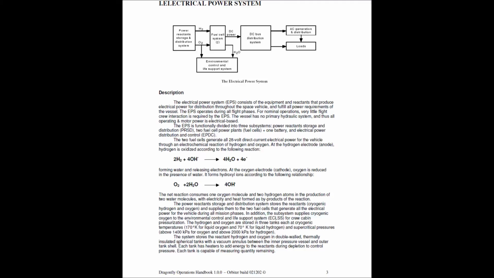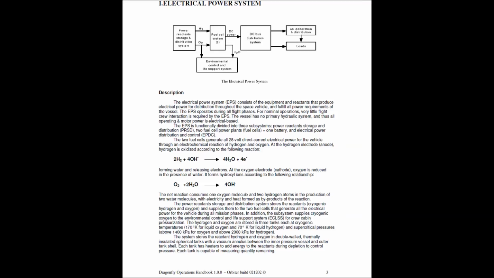The EPS is functionally divided into three subsystems: power reactant storage and distribution, or PRSD, two fuel cell power plants and one battery, and electrical power distribution and control, or EPDC. The two fuel cells generate all 28-volt direct current electrical power for the vehicle through an electrochemical reaction of hydrogen and oxygen. At the hydrogen electrode, or anode, hydrogen is oxidized according to the following reaction: 2H2 plus 4OH- turns into 4H2O plus 4e-, forming water and releasing electrons.